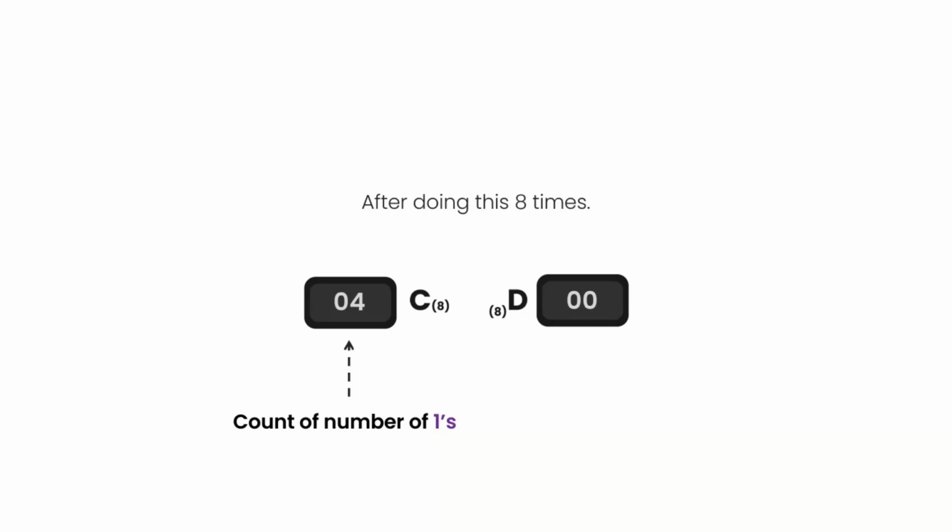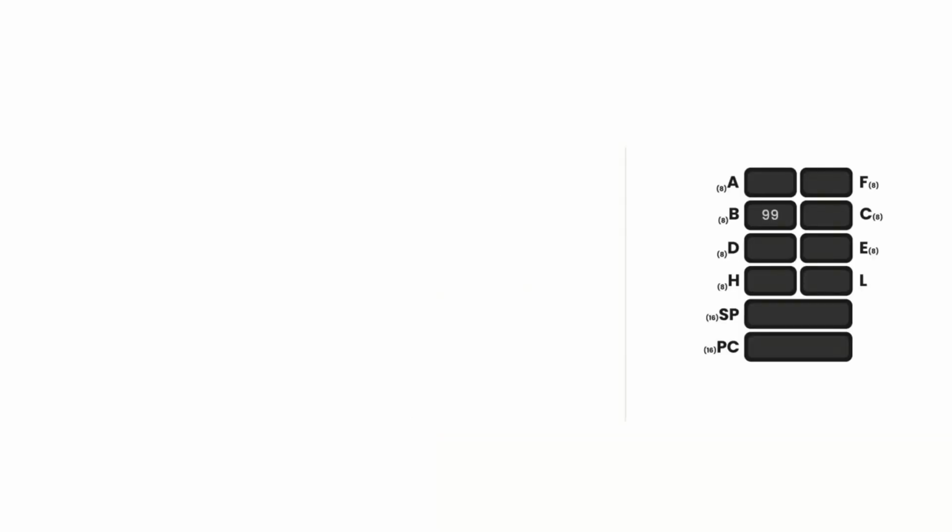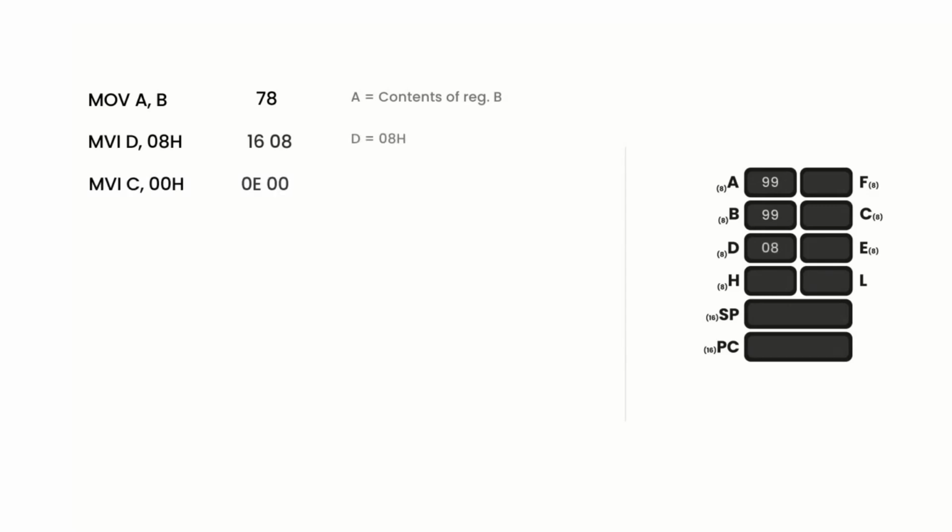Now it's time to do it with the program. This is the number we have in register B. First, we will copy this number into accumulator. I will also load the number 08 in register D and 00 in register C. Now I will use the instruction RLC to shift the number 1 bit left. I have marked this instruction as loop.